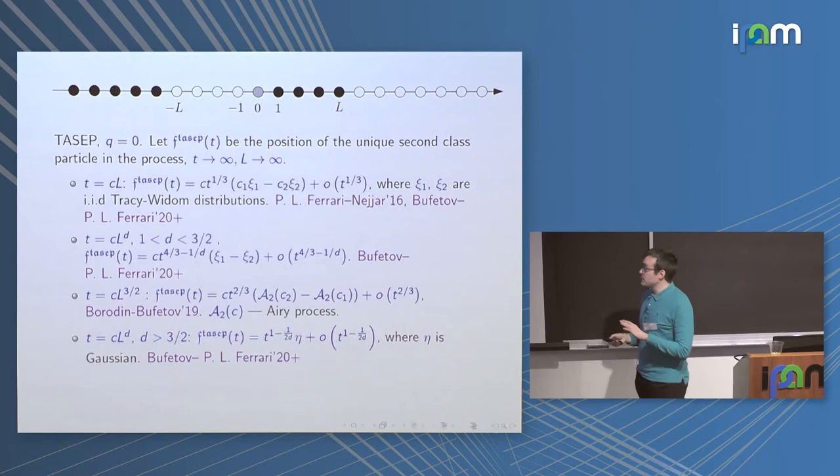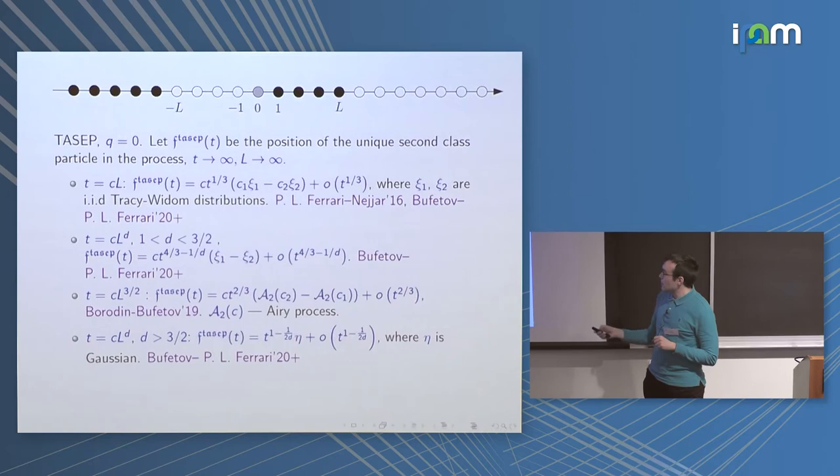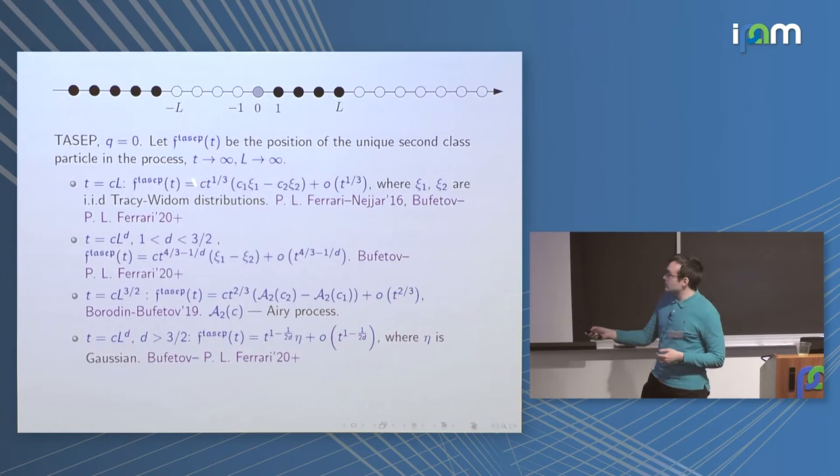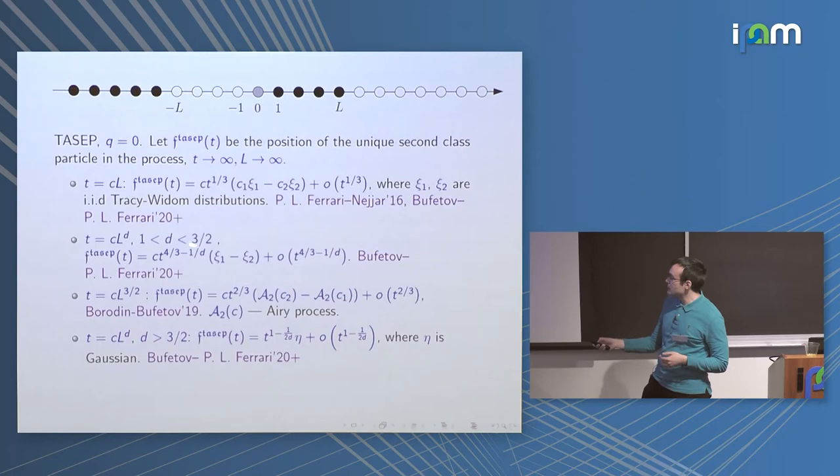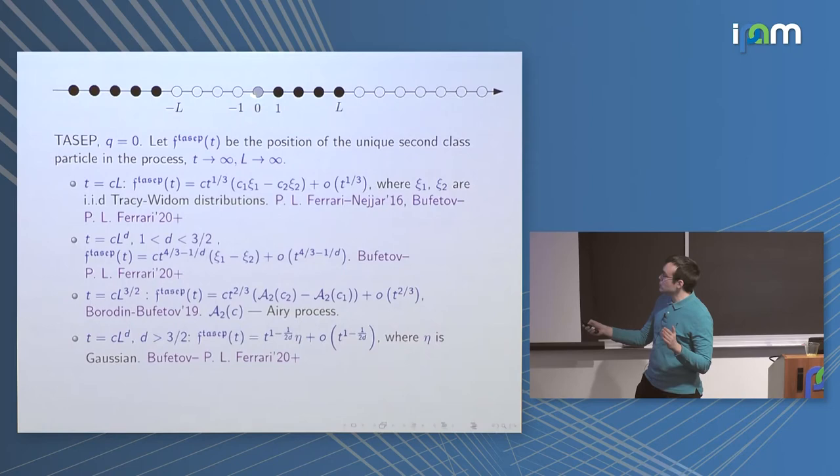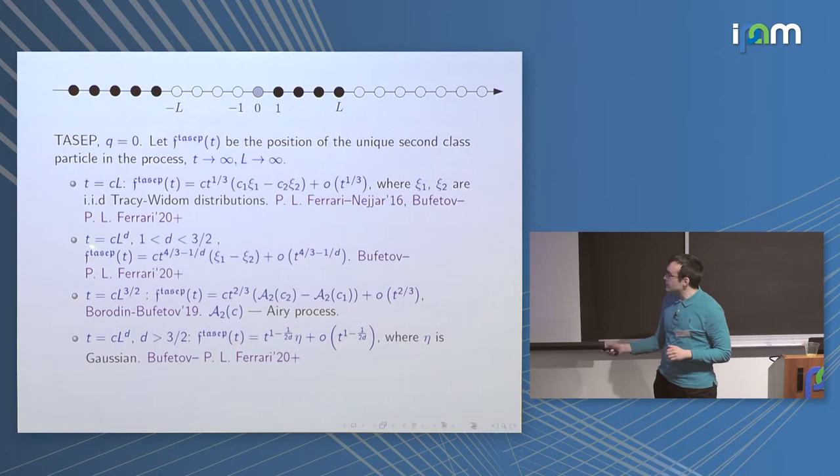So this is what happens originally when time is of order L. But then the story continues, this adventure of the second class particle. Time grows and becomes L to the power d, where d is between 1 and 3 halves. And then it's possible to see that the distance from the second class particle to 0 becomes larger even in terms of time. So here it was just t to the power 1/3, then t becomes larger, but this exponent also becomes even larger. The exact answer is 4 over 3 minus 1 over d.